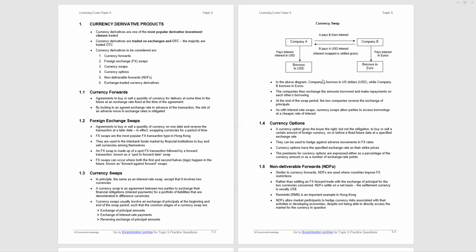Now, the last two bullet points I would say are the important ones. An FX swap is made up of a spot FX transaction, so the transaction is being carried out at today's exchange rate, followed by a forward transaction, and that's known as a spot to forward date swap. Then we're told that FX swaps can occur where both the first and second halves or legs happen in the future, and they are known as forward against forward swaps. So it's the terminology that can be examined: spot to forward and forward against forward.